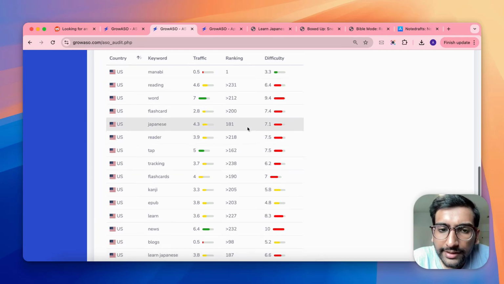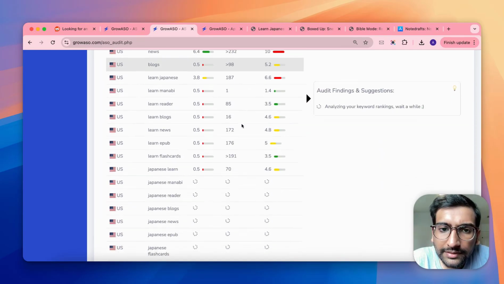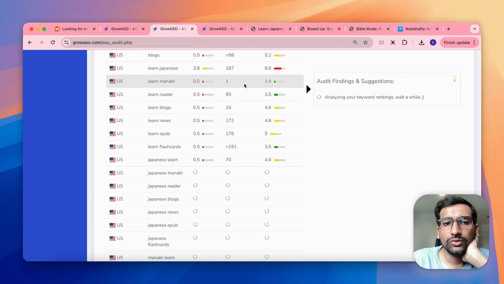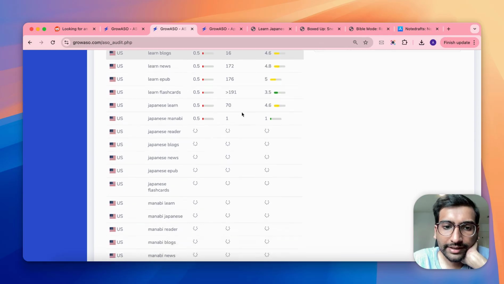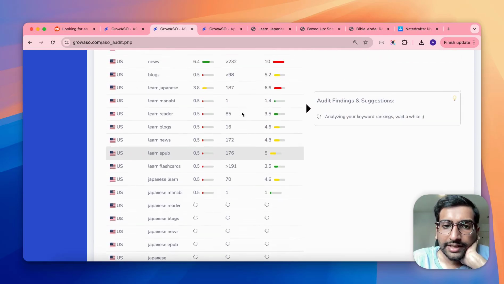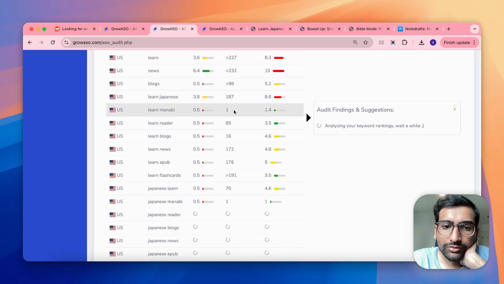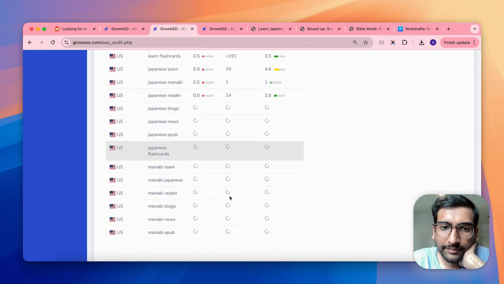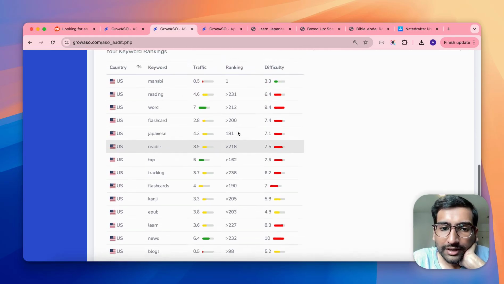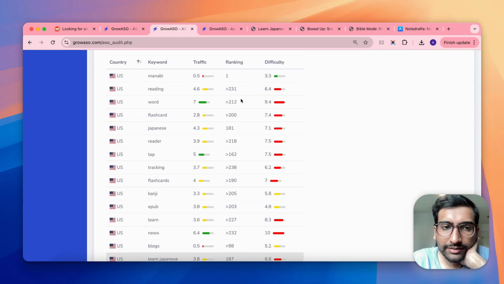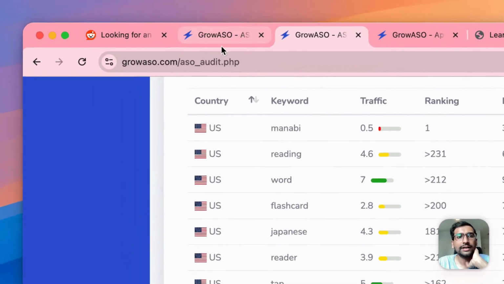So okay, some of the two-word keywords, learn related, all 0.5. So not really ranking well, but the traffic is low for multiple of them, not ranking for some of them which are not very high in traffic. And the one-word keywords are all obviously super hard.